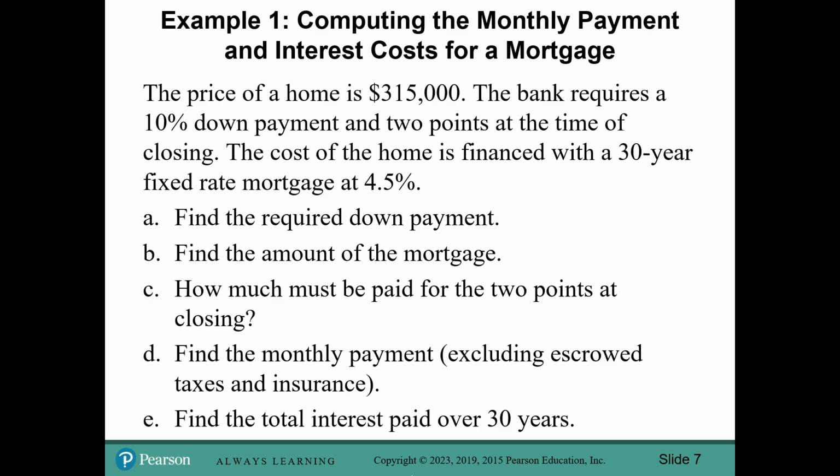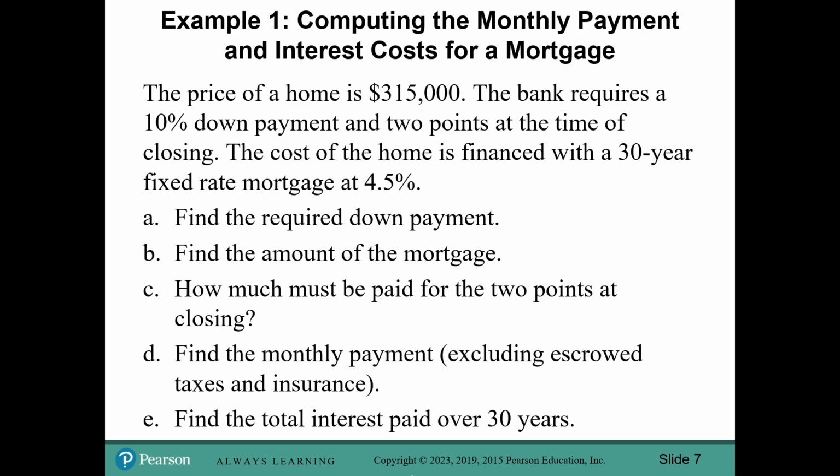Alright, so let's look at example 1 for computing the monthly payment and interest cost for a mortgage. The price of a home is $315,000. The bank requires a 10% down payment and 2 points at the time of closing. The cost of the home is financed with a 30-year fixed rate mortgage at 4.5%.